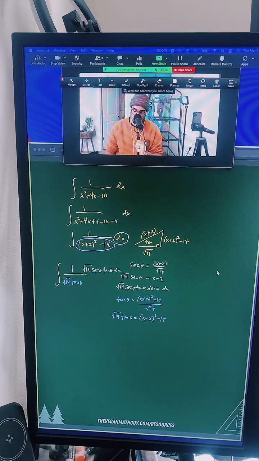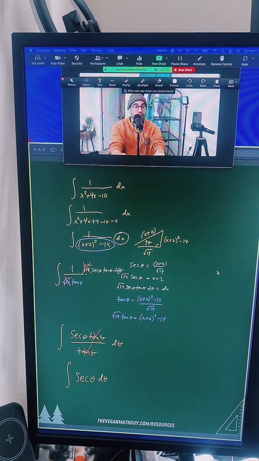So let's go ahead and just simplify this. If you look at the integral that we had, the root 14s cancel out, which is really nice. So we are left with the integral of secant theta tan theta over tan theta d theta. I realized that I put a dx, but it should have been a d theta. And this is nice because what cancels out? The tangents. And we're left with a nice integral of secant theta d theta. Who can tell me what the integral of secant theta is going to be?